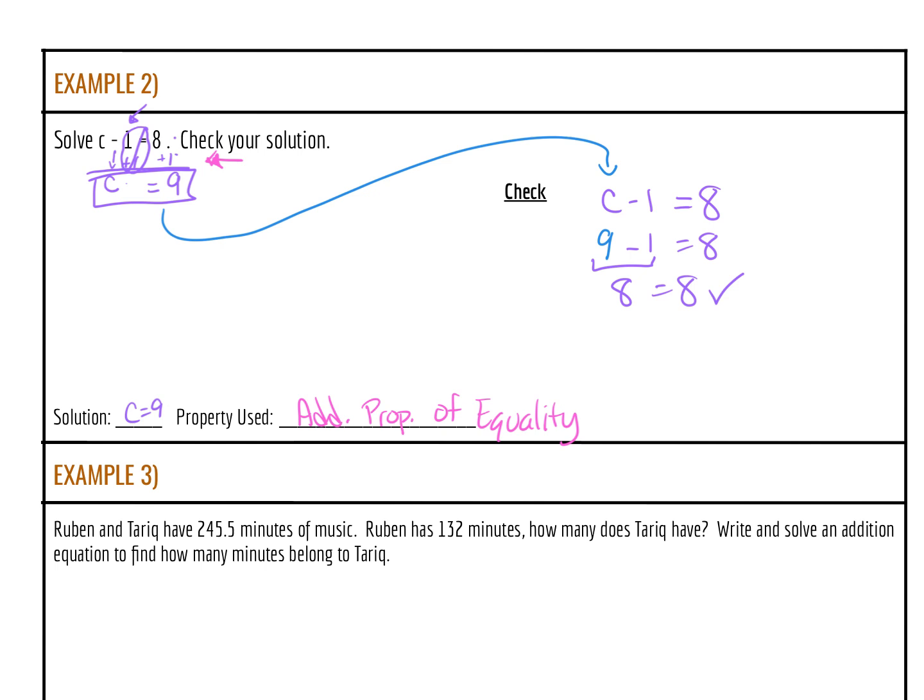All right, let's go on to question 3. It says Ruben and Tariq have 245.5 minutes of music. Ruben has 132 minutes. How many does Tariq have? Write and solve an addition equation to find how many minutes belong to Tariq. We need to define our variable and then go ahead and write our algebraic equation.